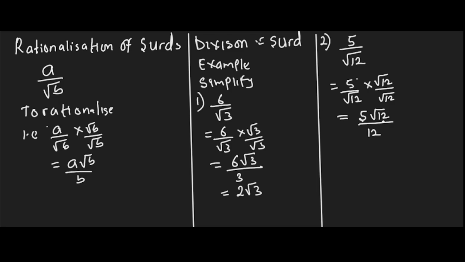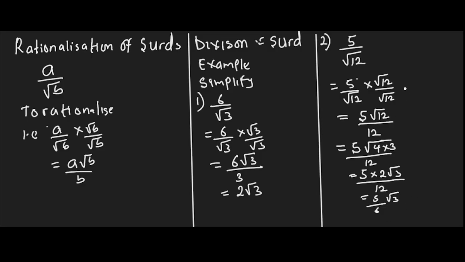But let's look at it further. This root 12 we have is not in its basic form. We discussed basic form earlier, that we ensure that a surd is always in its basic form. Then what do we do? Since it's not in its basic form, we have 5 root 4 times 3 all over 12, and that's going to give us 5 times 2 root 3 all over 12, which is going to be 5 root 3 over 6. 2 goes into 2 once and into 12 six times. So our answer is 5 root 3 over 6.